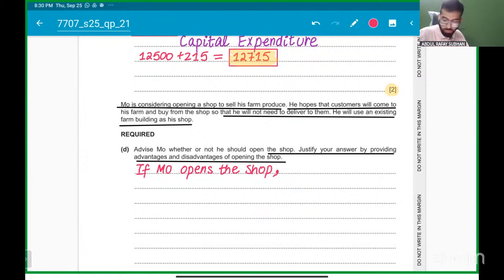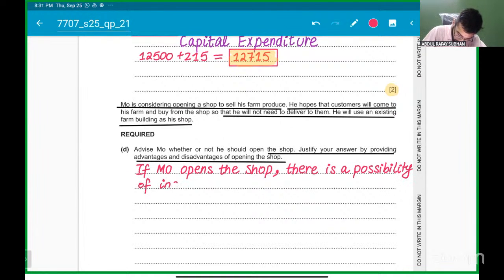Okay, if Mo opens the shop, तो हम ये बात भी कर सकते हैं कि अगर आप एक ऑनलाइन काम कर रहे हो और एक आपका फिजिकल स्टोर हो, एक फिजिकल आपकी शॉप हो, तो वो ज्यादा कस्टमर्स अट्रैक्ट करता है. If Mo opens the shop, there is a possibility of increase in customers and revenue.